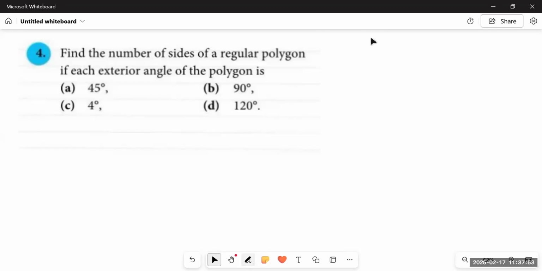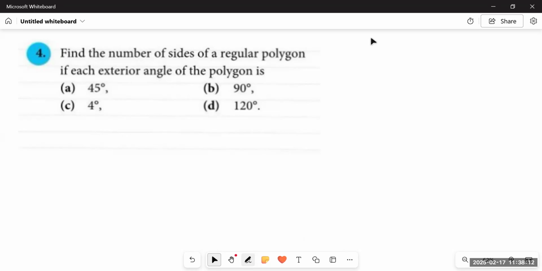Think New Syllabus Mathematics, Book 1. Today we are going to talk about something about polygons. What are polygons? And we are going to do exercise 11D, the last exercise of this chapter. And we are going to talk about polygons in detail.